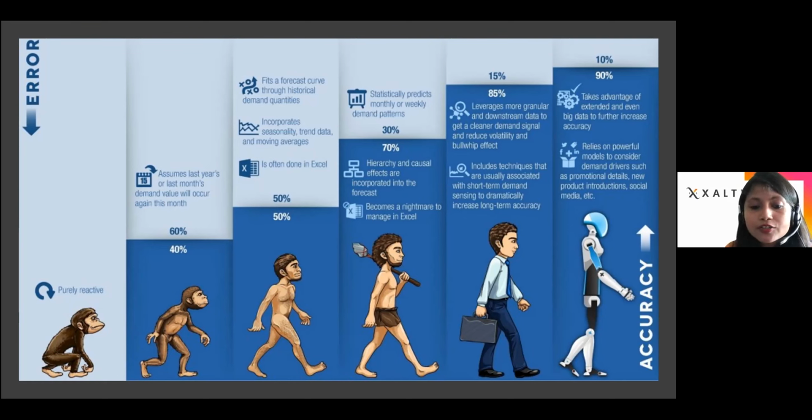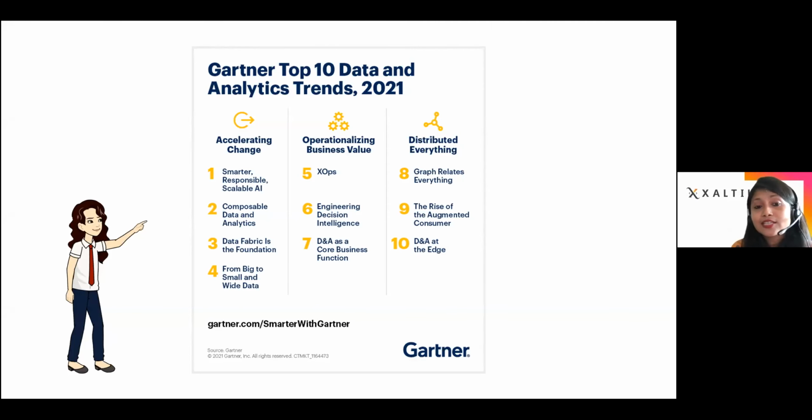So let me talk about the top 10 data and analytics trends of 2021. The top 10 trends can be bucketed into 3 segments, where we have accelerating change, where we are talking about smarter, responsible, and scalable AI, composable data and analytics, data fabric as the foundation. We can see that with increased digitization, data and analytics leaders are increasingly using data fabric to help address a lot of high level questions related to the business. A higher level of diversity, distribution and complexity of the data assets is there. So that's the background, that is the foundation.